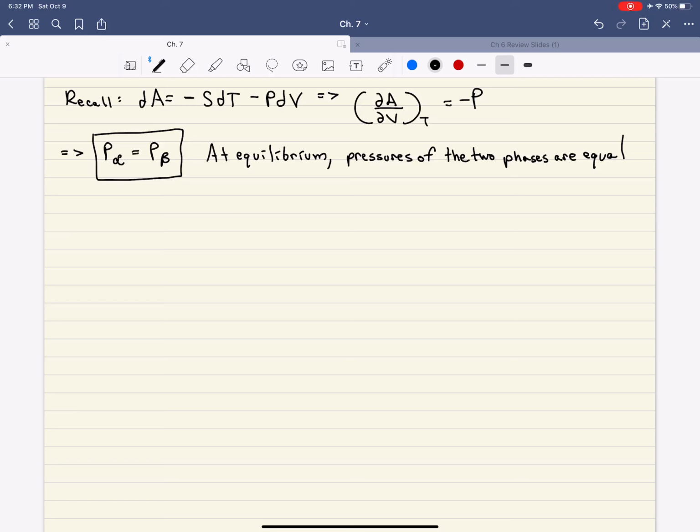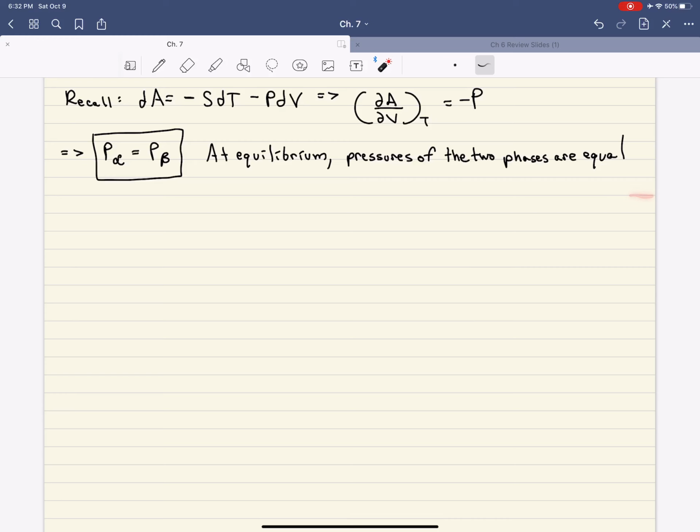By minimizing the total Helmholtz energy with respect to V alpha, we found that in order for the system to be at equilibrium, one of the requirements is that both the alpha and the beta phases need to have the same pressure.